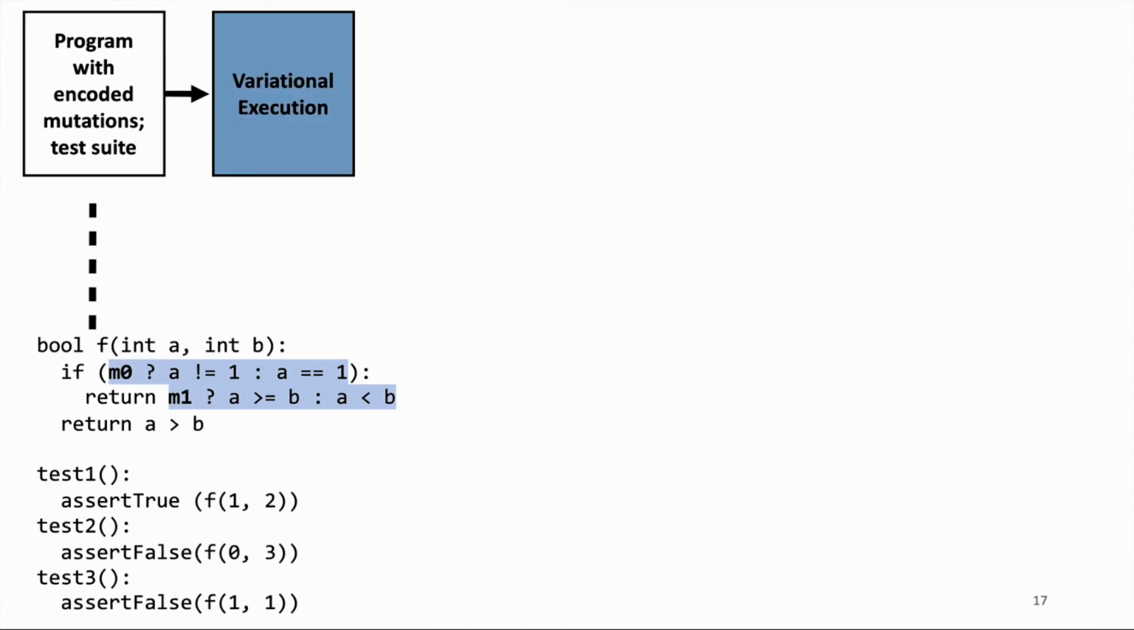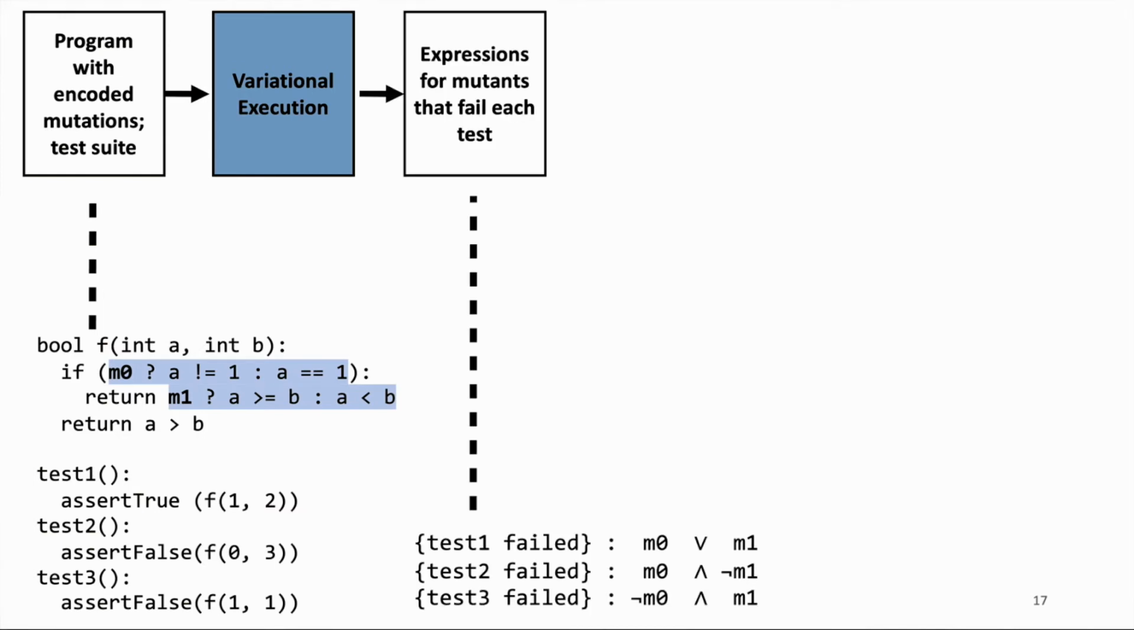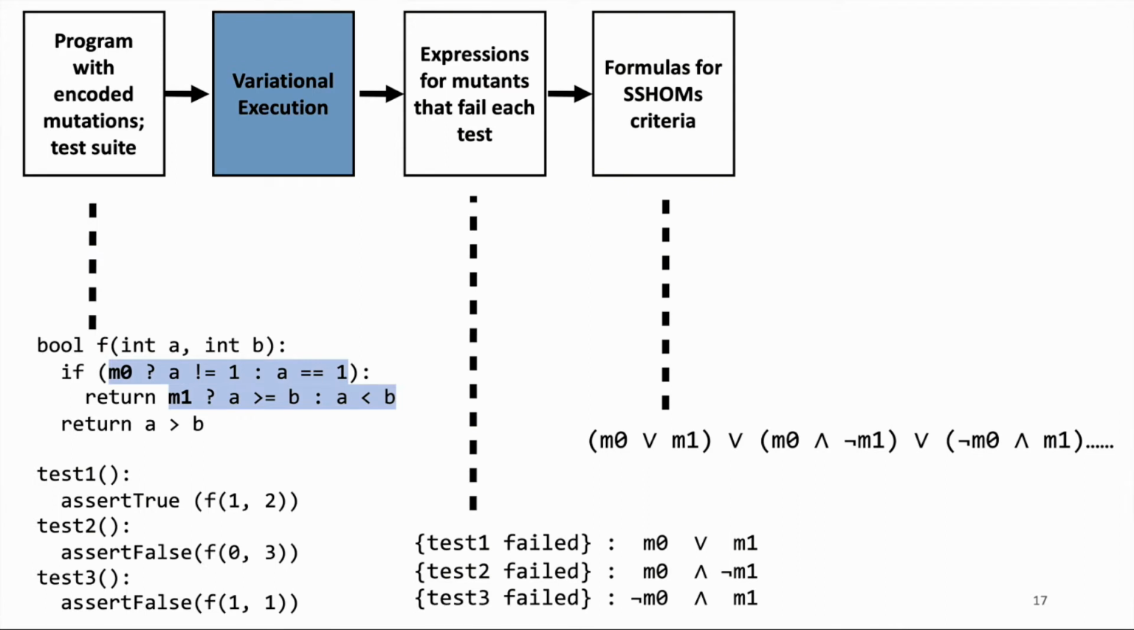Next, we use variational execution as a black box technique to run the metaprogram against an existing test suite. For each test case, variational execution will output a Boolean condition that represents which combinations of first-order mutants cause the test to fail. We transform these conditions into a formula that bakes in the definition of strongly subsuming higher-order mutants. This way, we convert the search of strongly subsuming higher-order mutants into a Boolean satisfiability problem, which can often be solved efficiently with BDDs or off-the-shelf SAT solvers.